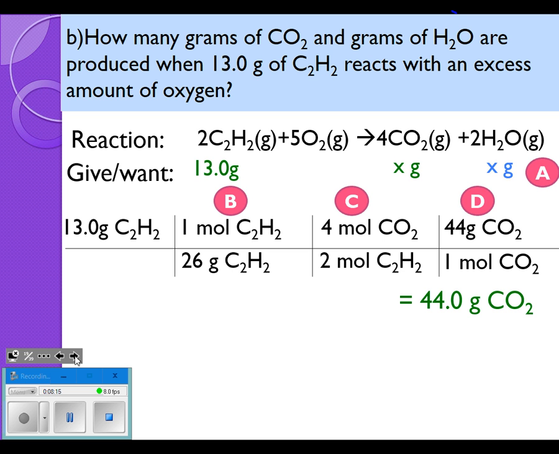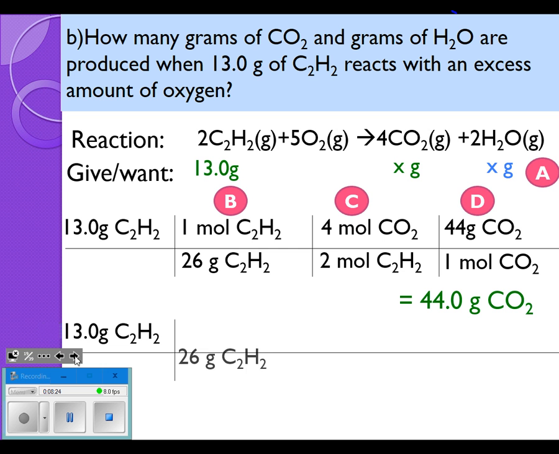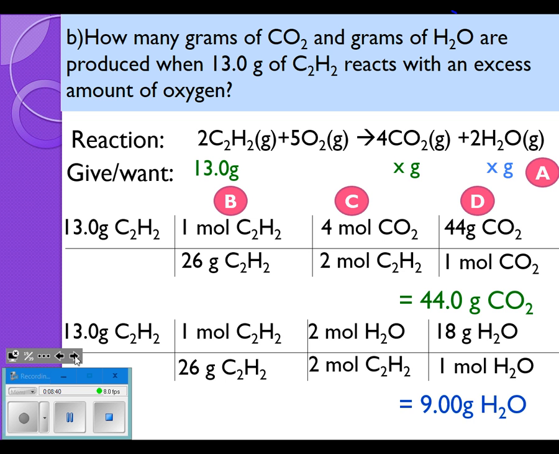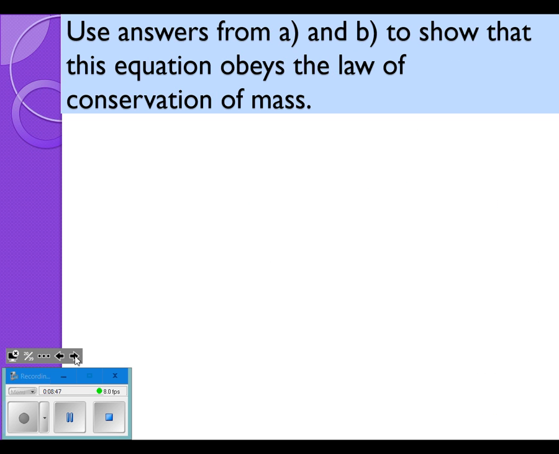Okay? I could also look for how many grams of water, because it asked me for both. So again, I just set it up. I'd have the same grams divided by the GFM. Then I'd set up my mole ratio of 2 over 2, because now I'm talking about water. And then I would have to use the GFM of water, which is 18, multiply across the top, divide by the bottom, and find out that it's 9.00 grams of water. So again, like I said, it's the same process over and over.